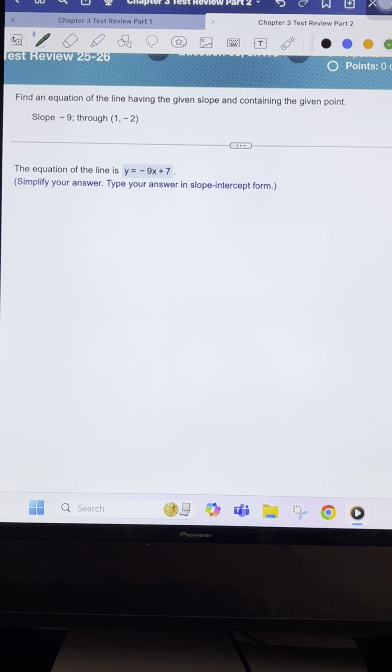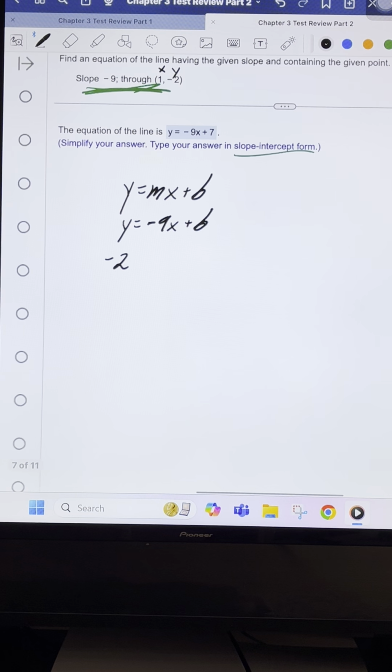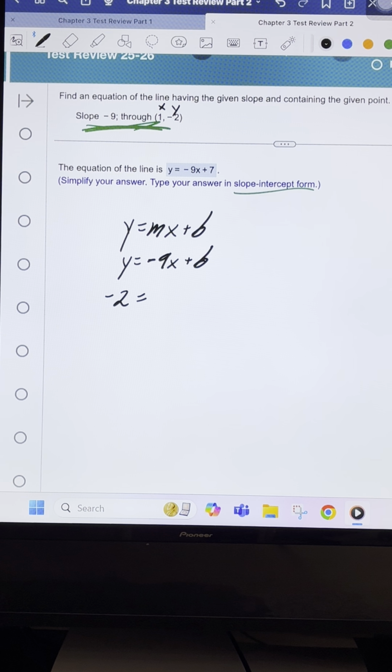So what about this next one? Find an equation of the line having the given slope and containing the point. So they want an equation that looks like this. So they want a slope-intercept form. So let's write that down. Y equals mx plus b. All I know is that I have my slope, so y equals negative 9x plus b. Now I just don't have my b. So in order to find my b, I need my b to be the only variable there. So I need a value of x and y, and they gave it to me over here. So we just plug those two guys in.